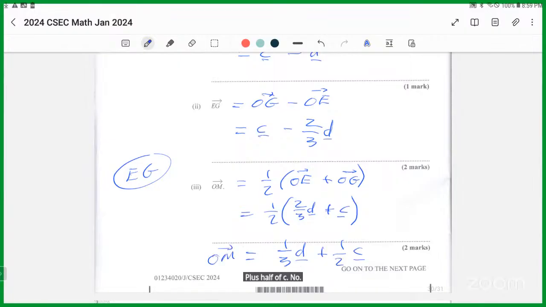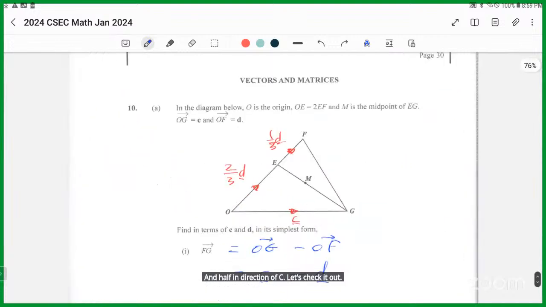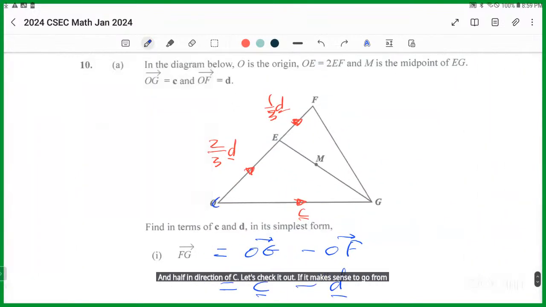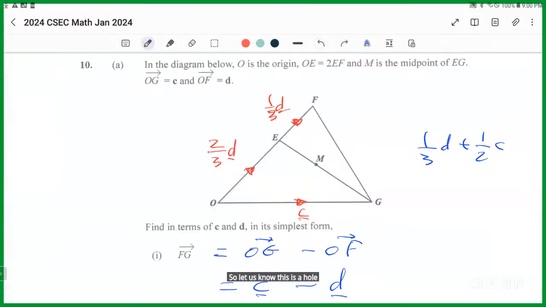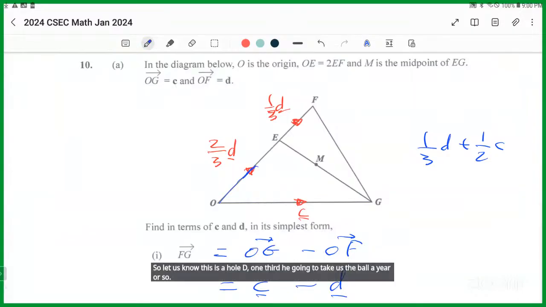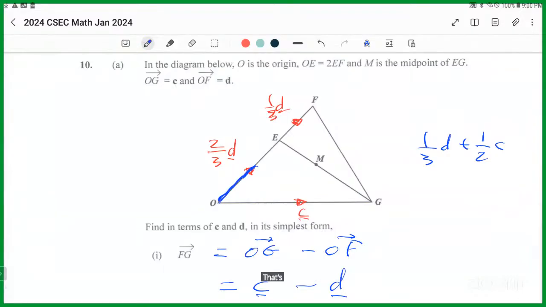Now, if you're not confident about the answer, you can actually check it. This is saying to go from O to M, we must go 1/3 D and half of C. We can check it now. 1/3 in the direction of D and half in the direction of C. Let's check if it makes sense. We go from O to M. What did we say? 1/3 D plus half C. This is a whole D. 1/3 D is to here. Remember, this was 2/3 D.